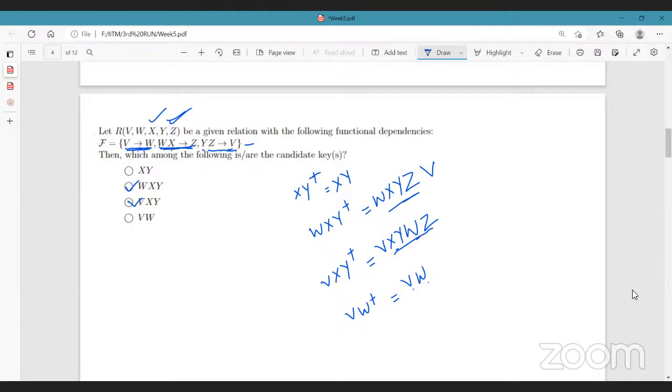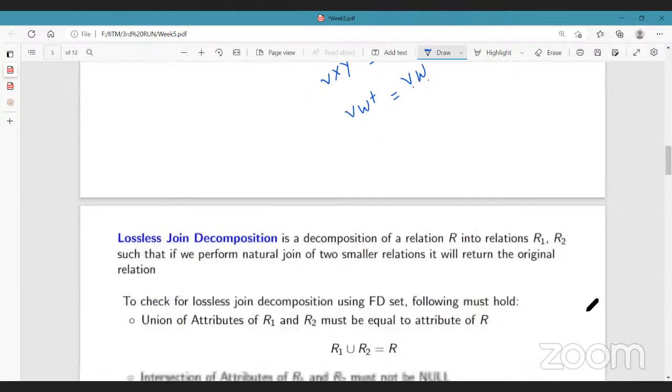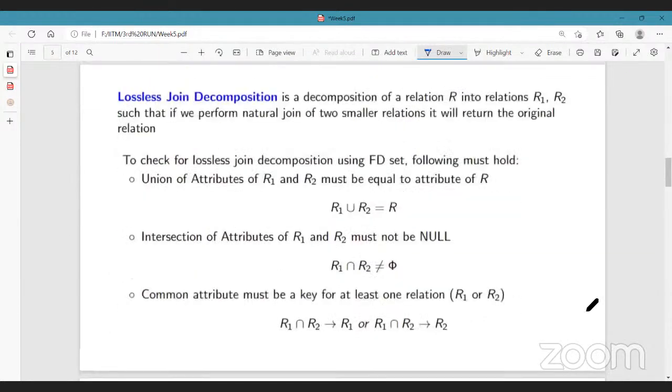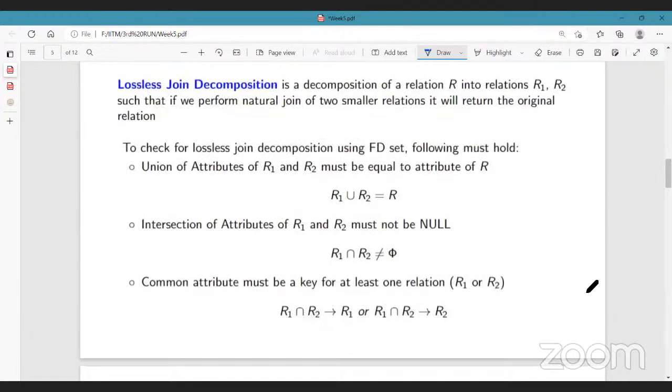Okay, ma'am. Okay, so we'll head to lossless join decomposition then. Lossless join decomposition is nothing but a decomposition of relation R into relations R1 and R2, such that if we perform a natural join of the two smaller relations, R1 and R2, it will return the original relation.